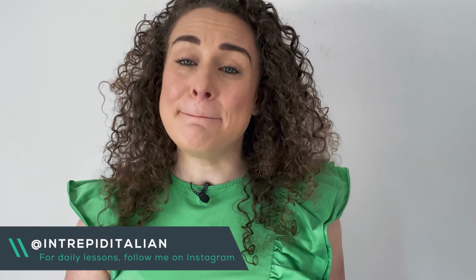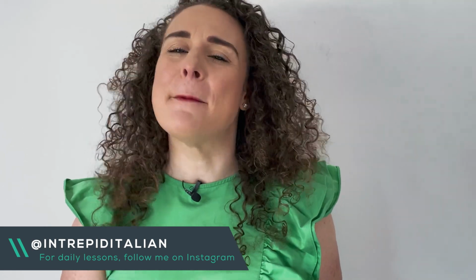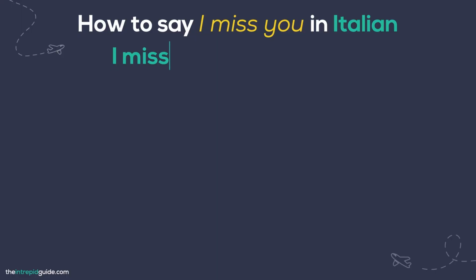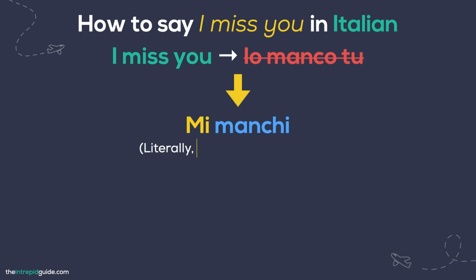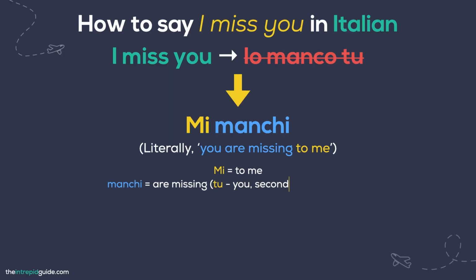How to say I miss you with the Italian verb mancare. Now that you know how Italians use the verb mancare in a way that translates to you are missing to me, it follows that to say I miss you in Italian is Mi manchi. Let's break this down so it's easier to memorize. Mi means to me. Manchi means are missing, as in you are missing, the second person singular.